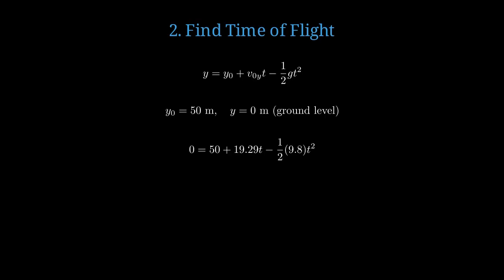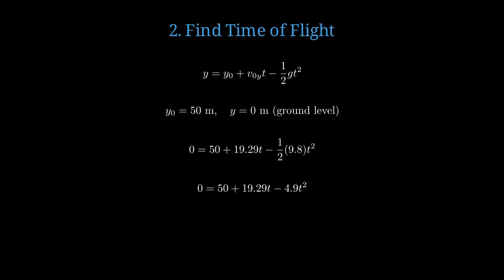Next, we need to find how long the projectile is in the air. We use the vertical position equation, y equals y0 plus v0y times t minus 1/2 g t squared. The initial height is 50 meters, and final height is 0 at ground level. Substituting our values, 0 equals 50 plus 19.29t minus 1/2 times 9.8 times t squared.